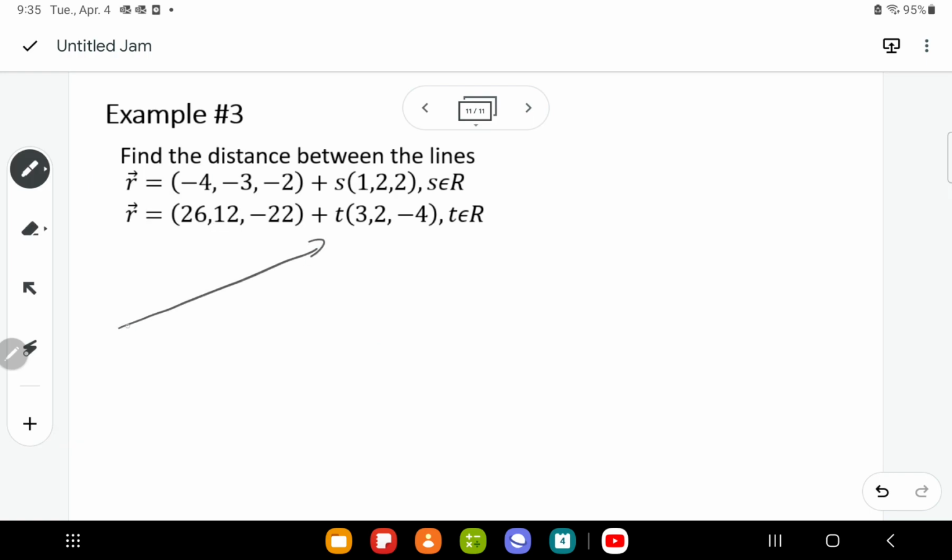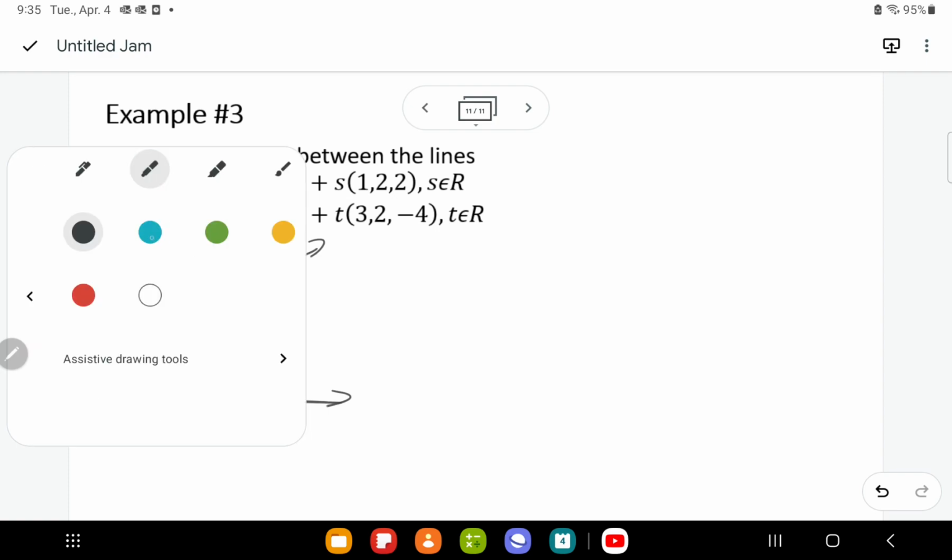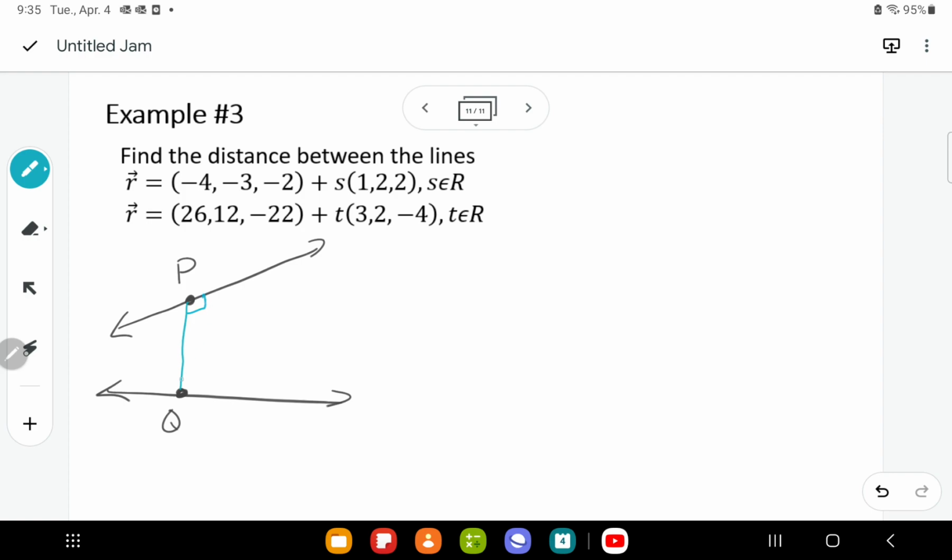So again, here's our two skew lines, and there's some point Q and some point P, and I'm going to know that PQ, this vector, is perpendicular to both. I know it doesn't look perpendicular, but it's very hard to draw three-dimensional lines on a two-dimensional surface. So I'm going to say that P has to follow the parametric equations for this line. So the x is -4 plus s. The y is going to be -3 plus 2s. And the z is going to be -2 plus 2s.